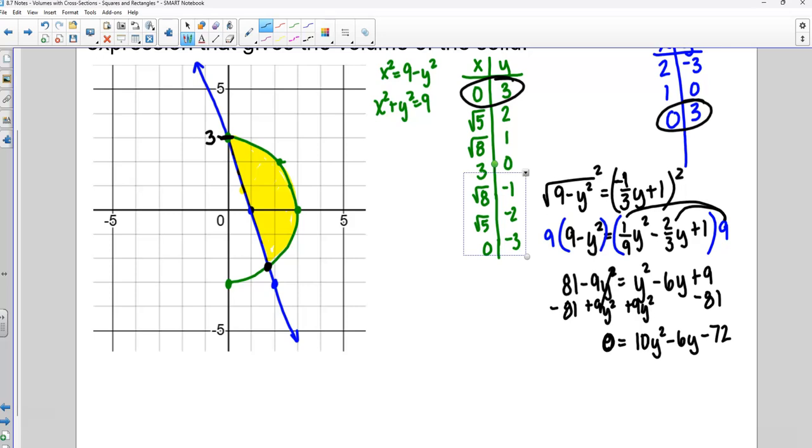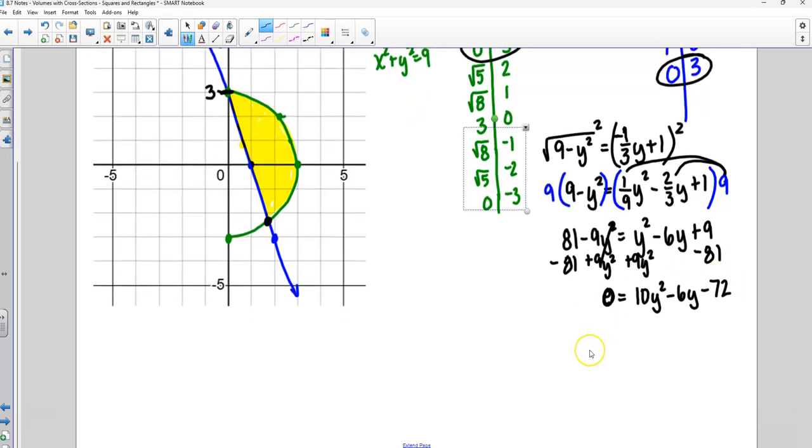Now, I do notice these numbers are too big. I don't like that 10 in front of my y squared. I do notice they're all even numbers, right? So I would now go through and divide everything by 2 as well, just to get the numbers a little smaller to deal with. So this is 5y squared minus 3y minus 36. Still not great, but better than what we had.